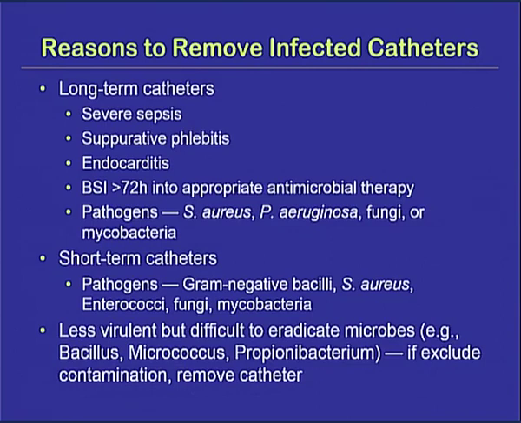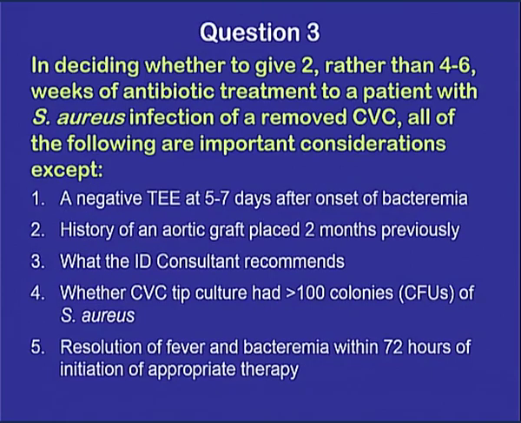Short-term catheters people tend to pull out much more readily because they're more easily inserted. The last bullet, I don't know that I've ever come across this, but this is in the guidelines, that Bacillus, Micrococcus, Propionibacterium, if they're not contaminations and they're really causing catheter-related bloodstream infections, it's hard to eliminate them without removing the catheters. All right, question 3. In deciding whether to give 2 rather than 4 to 6 weeks of antibiotic treatment to a patient with Staph aureus infection of a removed CVC, all of the following are important considerations.